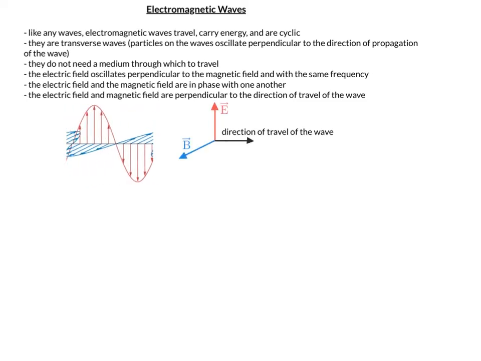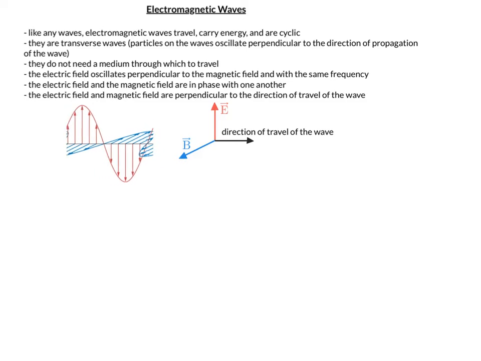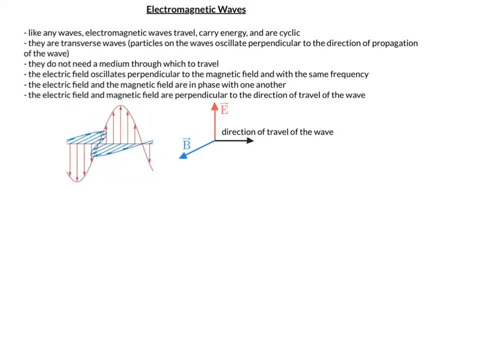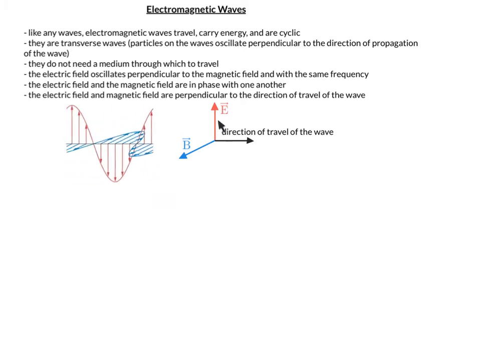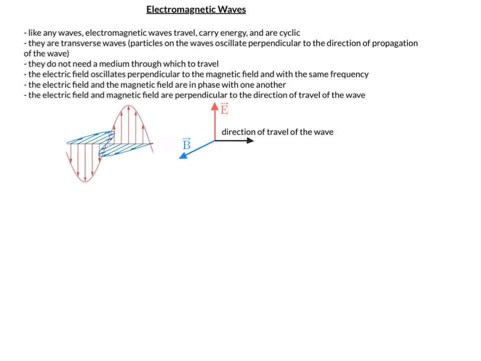So I said that the electric field is red, magnetic field is blue. And it turns out that the electric field and the magnetic field are perpendicular to the direction of travel of the wave. So that direction is given by the right-hand rule. You place your hand in the direction of the electric field, bend your fingers in the direction of the magnetic field, and your thumb will point in this direction, the direction of travel of the wave.